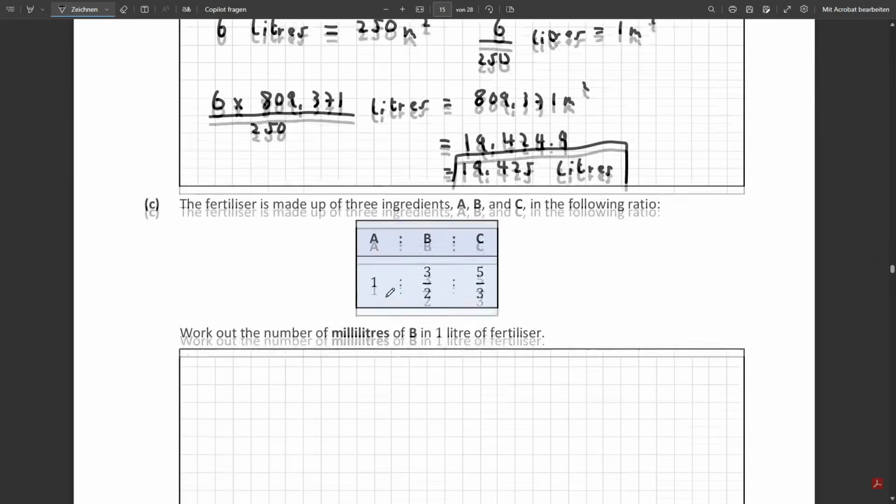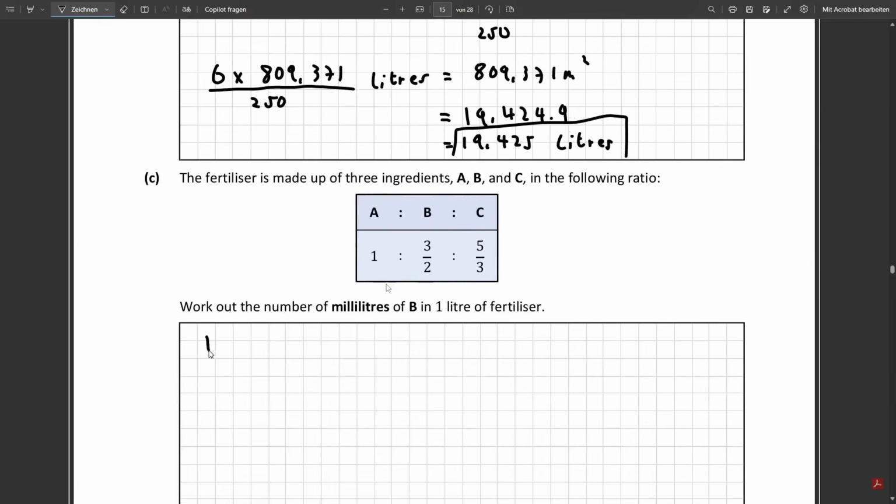So I like to do these questions like simultaneous equations. So you know that B is going to be 3 over 2 times bigger than A. So I'd write that equation. We know that C, this 5 over 3, is in comparison to that 1. So I would write C is equal to 5 over 3 A. Or you could see what the ratio is between these two, but it's easiest to compare it to 1.